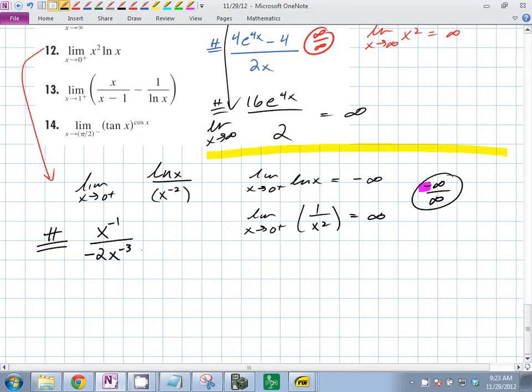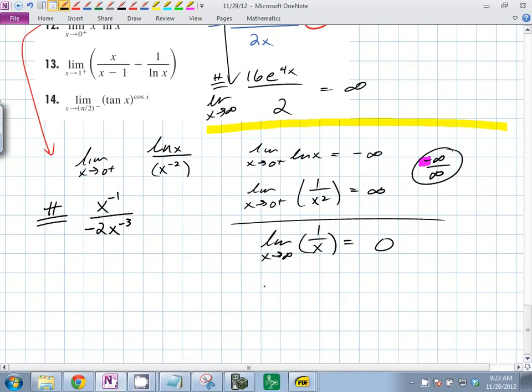What do you think? No. Well, let's try it. What's the limit as x goes to infinity of 1 over x? That's the numerator. 0. What's the limit as x goes to infinity of negative 2 over x cubed? 0. So is it an indeterminate form? Yes, it's 0 over 0. Is this still an indeterminate form?